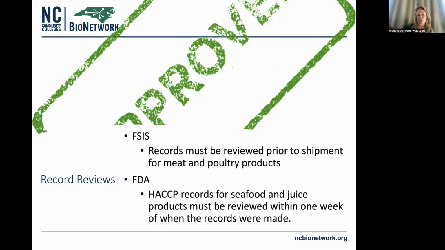When it comes to record review, FSIS requires that we review all those records prior to shipment of meat and poultry. Now, on the other hand, for the FDA, we have 1 week to review those records. So for our juice products, our seafood products, we have 1 week. But for meat, you've got to do it before you ship it.